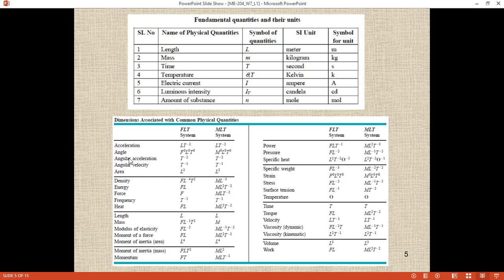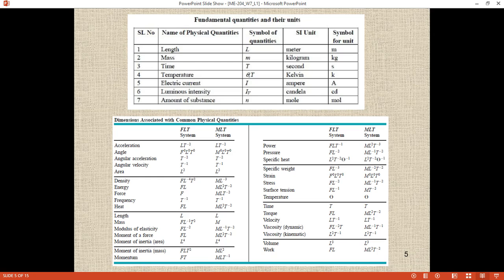Angular acceleration is omega square, and frequency is 1 over T, with omega equal to 2 pi f. Here the area is L square. The density is mass per unit volume. In the MLT system the mass comes straight away as mass, divided by volume, that means length cube.